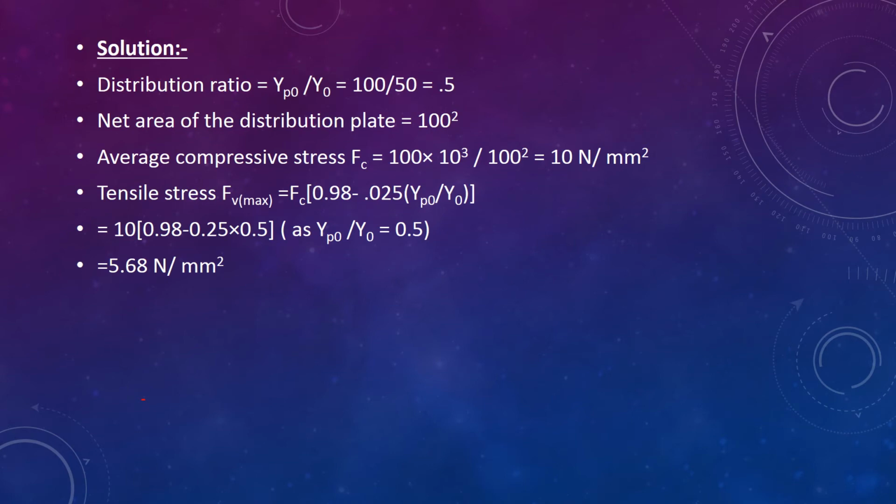Now we have to find out the tensile stress, which we denote by Fb max. So Fb max is equal to Fc, the average compressive stress, into 0.98 minus 0.25 into yp0 by y0. The formula is taken from the Zielinski and Rowe method. Applying the formula, we get the resultant tensile stress as 5.68 Newton per mm square.